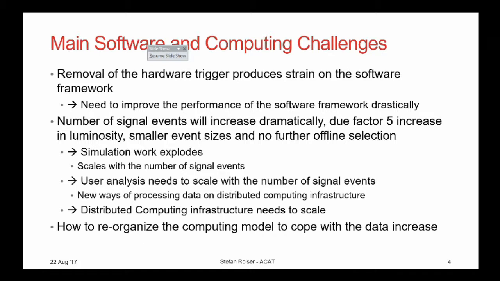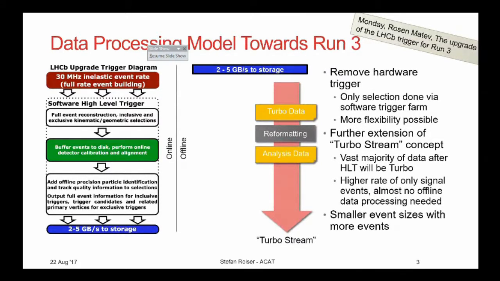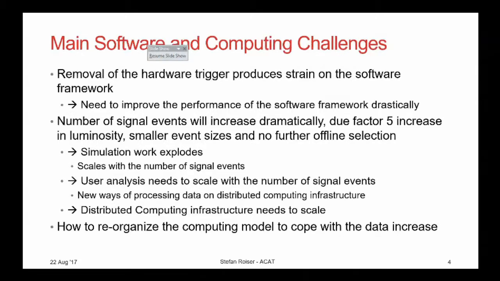So as you can imagine, removing the hardware trigger puts a huge strain on the software. So we have to improve a lot the software framework. Now the number of signal events goes up dramatically. Everything that we're exporting here in Turbo has 100% retention. So everything, because we know what we are selecting, these are all signal events, and they are smaller, and the luminosity goes up by a factor 5 in Run 3 for LHCb. So as the signal scales, the simulation work will explode basically for LHCb.